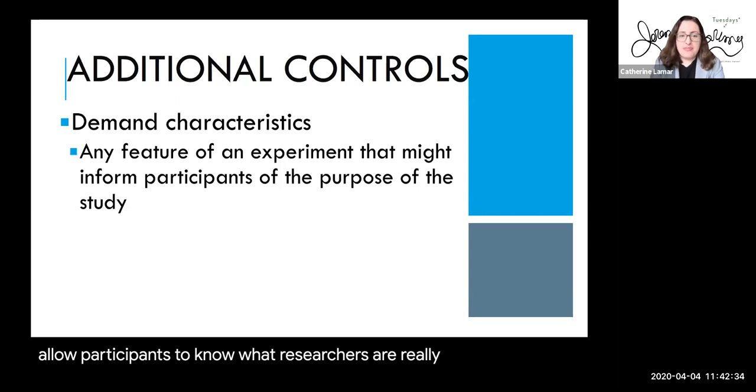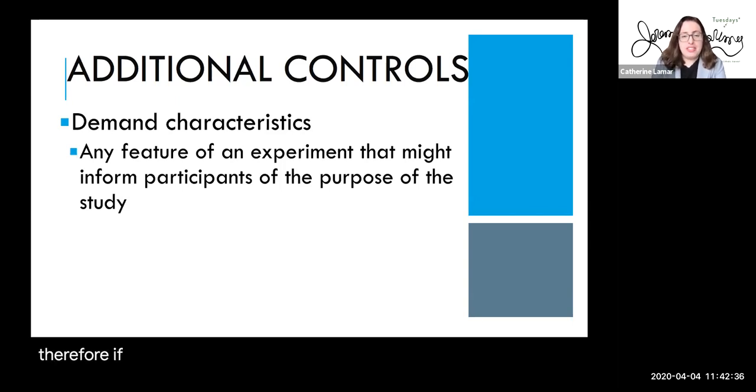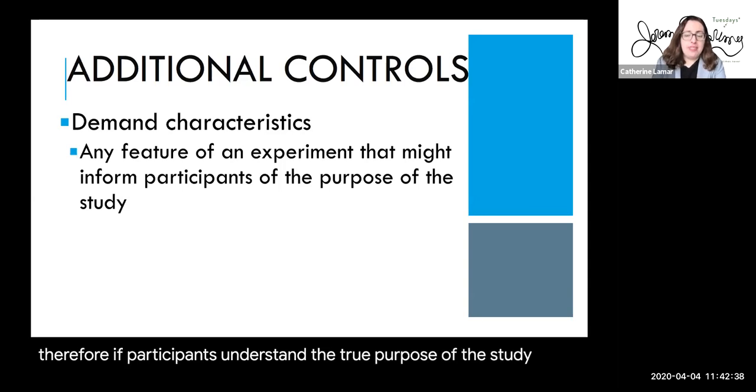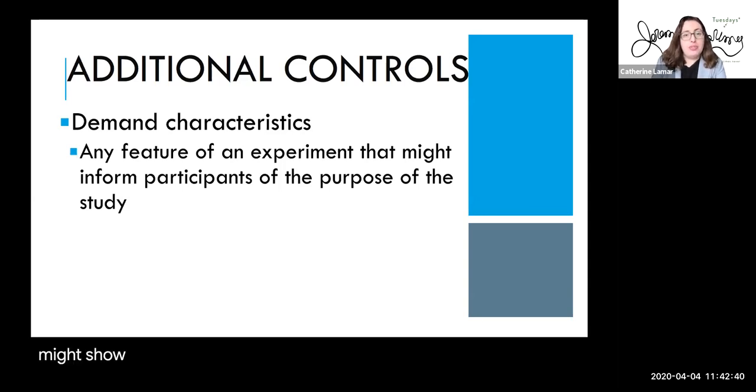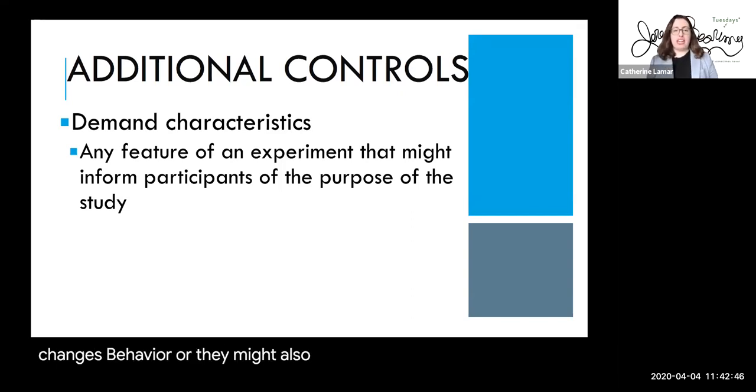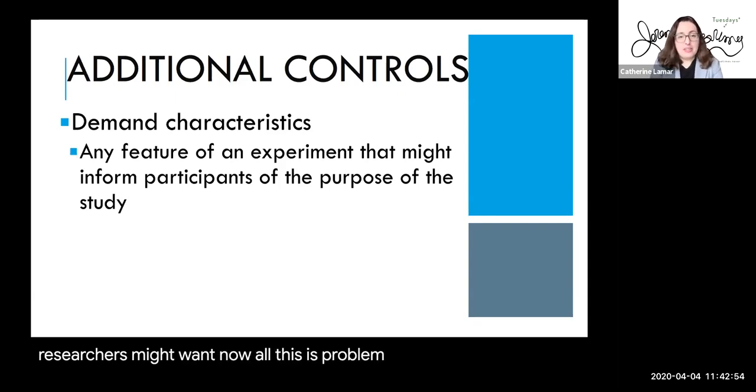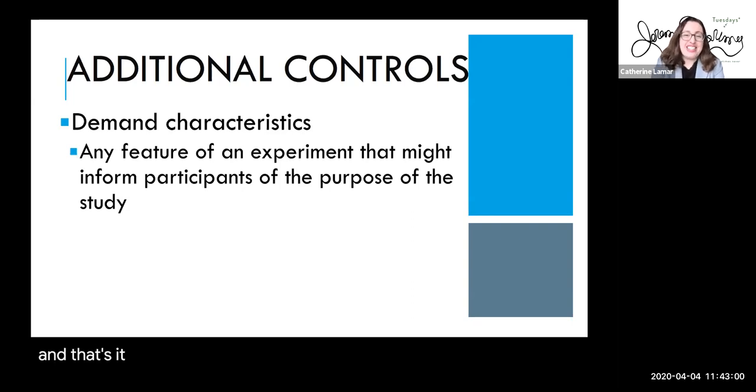Demand characteristics could involve other things as well, but they basically allow participants to know what researchers are really interested in. And therefore, if participants understand the true purpose of the study, they might show more reactivity, where awareness of being observed changes behavior, or they might also try to act differently to help researchers confirm their hypotheses or go against what researchers might want. Now, all of this is problematic because as researchers, we just want our participants to trust us and act naturally, and that's it. Demand characteristics interfere with that.